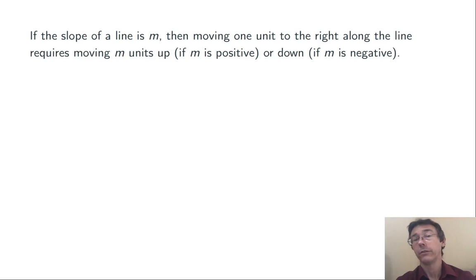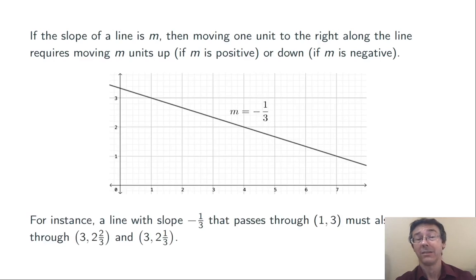Here's an important interpretation of slope. If you have a line with slope m, then moving 1 unit to the right along the line is going to require you to move up or down by m units. Up if m is positive, and down if m is negative. For example, this line has slope negative 1/3 and passes through the point (1, 3). If I move 1 unit to the right from x equals 1, I have to go down by 1/3 of a unit. So this line must pass through the point (3, 2 and 2/3). Going 1 more unit to the right, I get to the point (3, 2 and 1/3). To the right 1, and down 1/3.